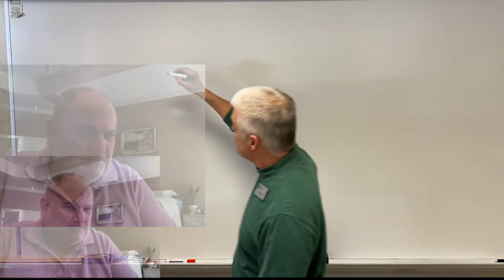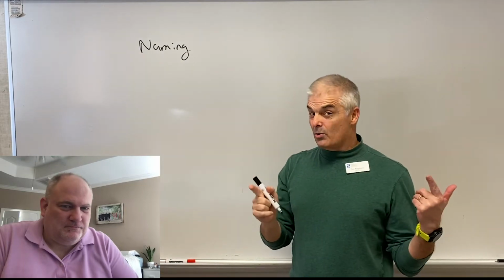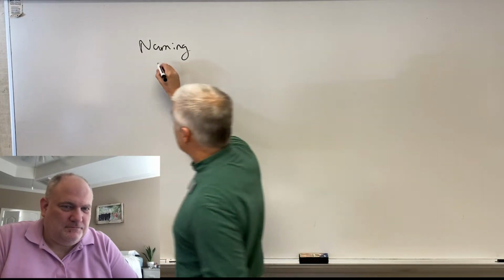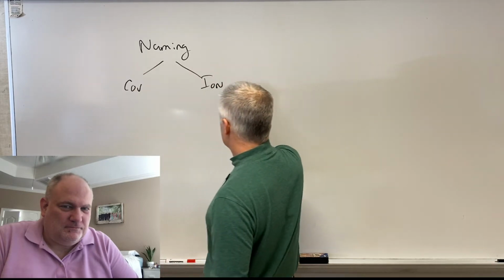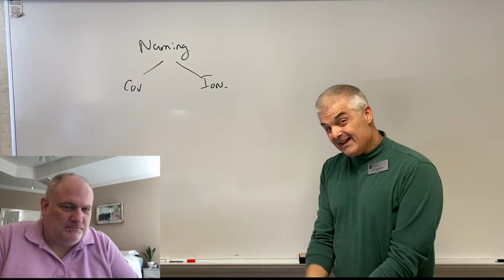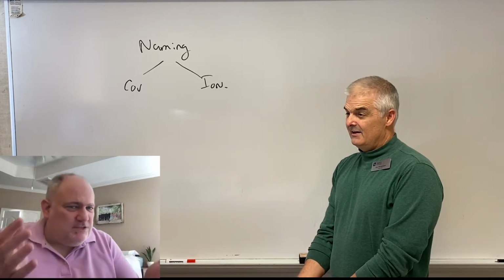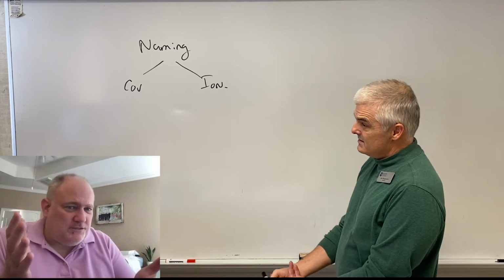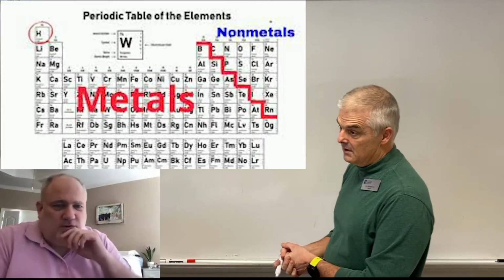So when we're doing naming, if you recall, there are two main categories of naming compounds, right? There is naming covalent compounds and naming ionic compounds, right? So if you've got a covalent compound, Mr. Dmitrievich, what does that mean again? It really just means you have two non-metals that are together. And we can see those in the upper right-hand corner of a periodic table.